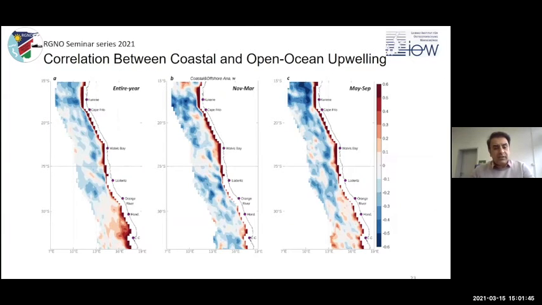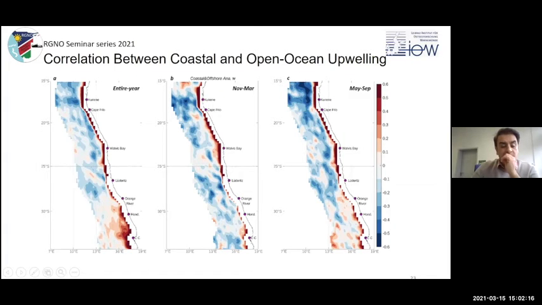Regarding the correlation between coastal and open ocean upwelling, this figure shows the correlation between offshore upwelling and coastal upwelling at the same latitude. Positive, or red, means that offshore upwelling and coastal upwelling are significantly correlated, or we can simply consider they are in the same phase. They peak and trough at the same time.